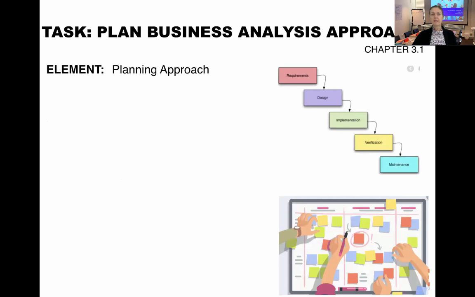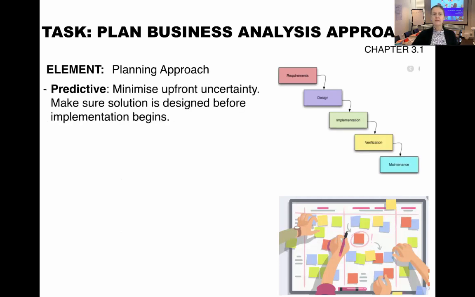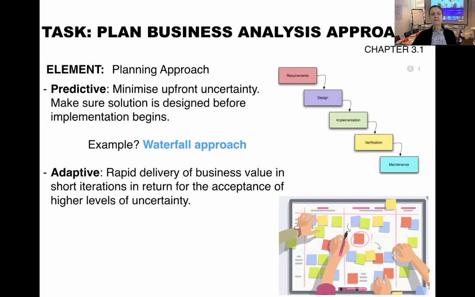So the first one, planning approach. As you would know, there are 2 main planning approaches. The one is the predictive planning approach. This is where you try and minimize upfront uncertainty and you make sure that the solution is first designed and analyzed before it gets implemented. So this is referred to as the waterfall approach or methodology. So the first phase needs to be finished before you can move on to the next phase and so forth.